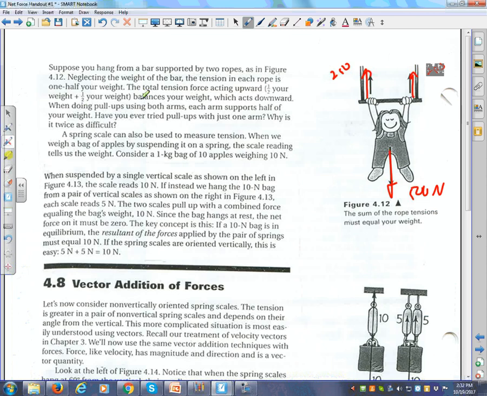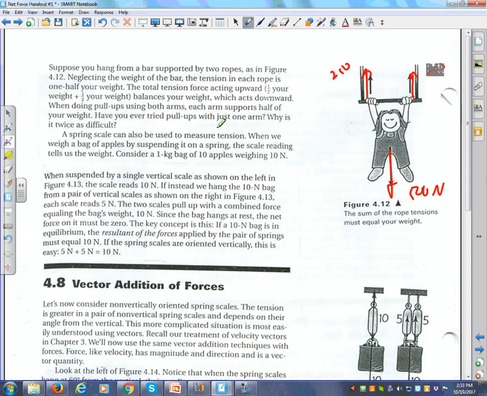When doing pull-ups using both arms, each arm supports 1/2 your weight. Have you ever tried pull-ups with just one arm? Be virtually impossible. How come? Because you got to use both hands, right? You got to use both arm strength. Here, you're just using one arm strength. You have to do twice as much work with that one arm.